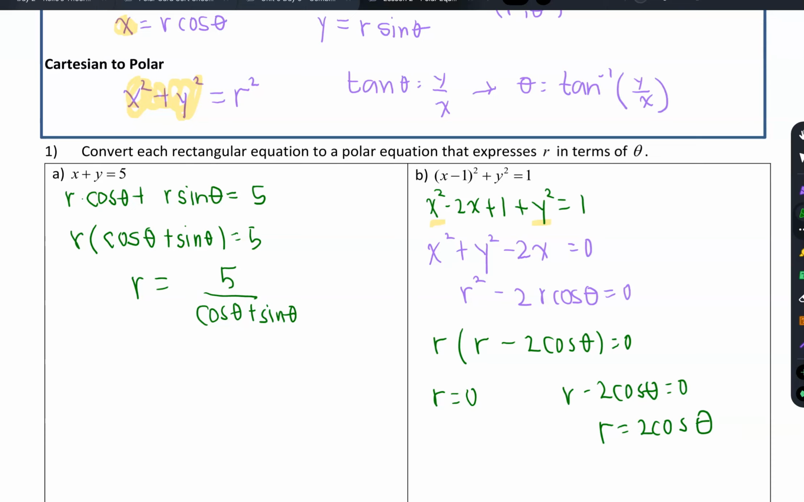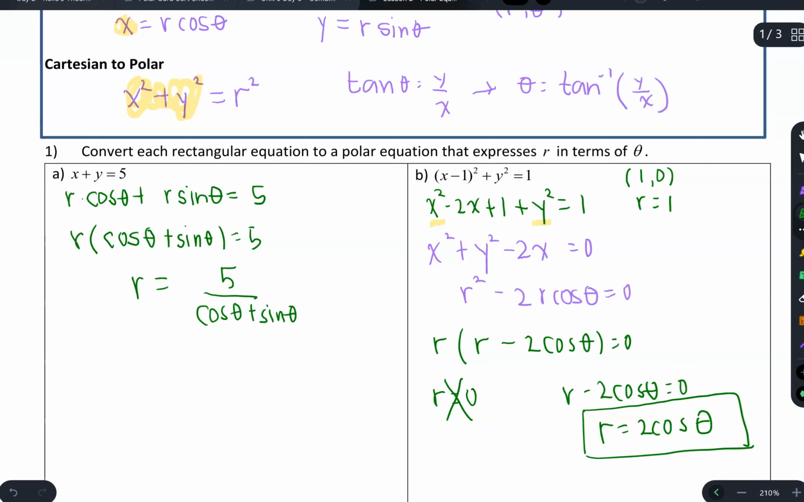All right, so already right here, in Cartesian, this is a circle, right? So my center is at (1, 0), and my radius is going to be 1. So we know that r cannot be equal to that 0 right there, so we're going to throw that part of the equation away. So my polar equation that's going to be equivalent to that same thing is r is going to be equal to 2 cosine of theta.